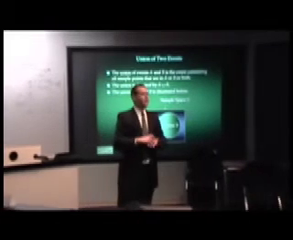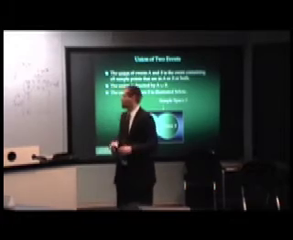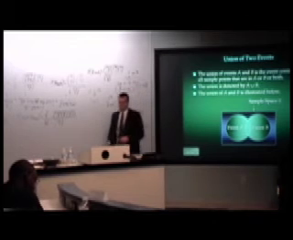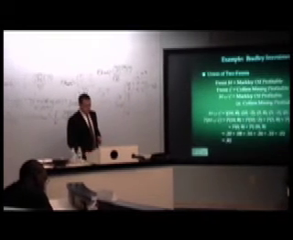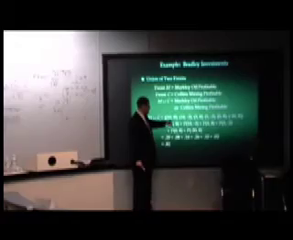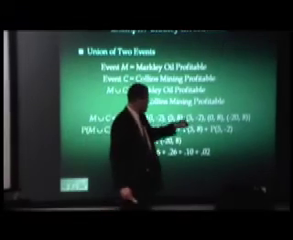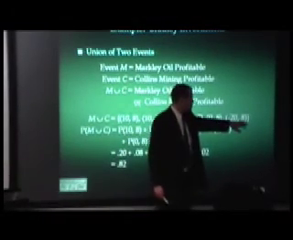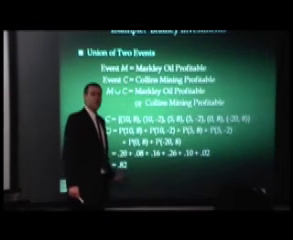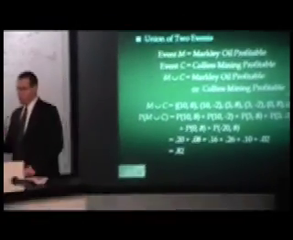Fortunately, in statistics, at the very least, we're always consistent. We only deal with inclusive ors. So this is A or B or both. Okay, so in this case, we again list all the sample points where Markley is profitable but not Collins, where Collins is profitable but not Markley, and both. Assign the probabilities, add them up, and you get 82% probability for the event that Markley is profitable, or Collins, or both.